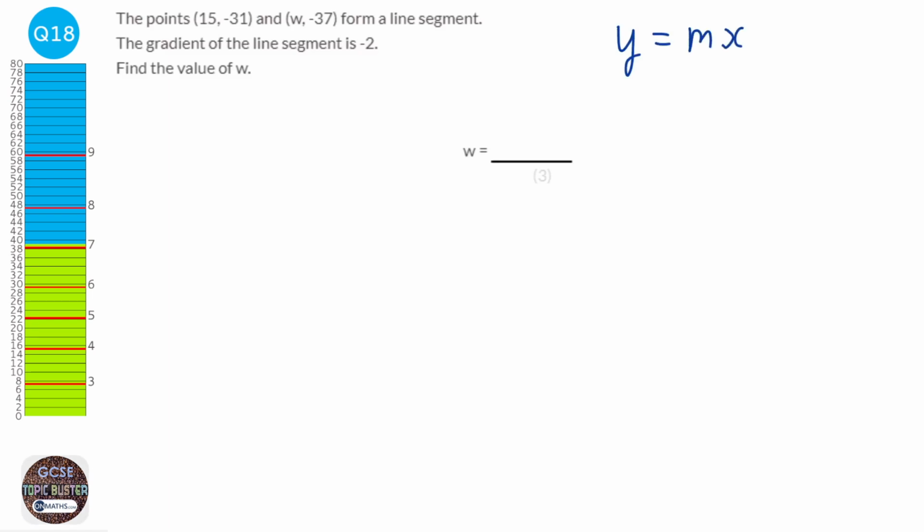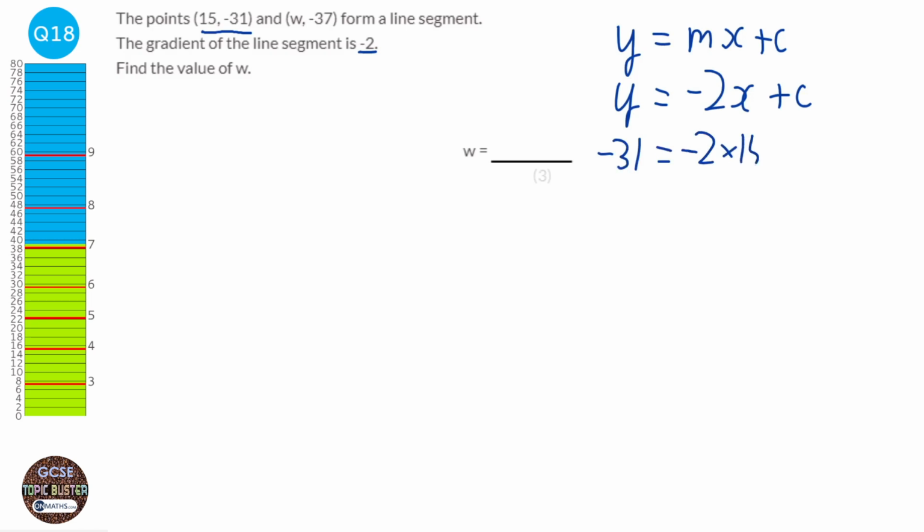equals mx plus c, with m being the gradient and c being the y-intercept. It says here the gradient is -2, so we've already got a bit of a head start with this, but we don't know what the y-intercept is. So we're going to use this first set of coordinates to work out what the y-intercept is. So y is -31 and x is 15. And we're going to use this to solve and find out what c is.